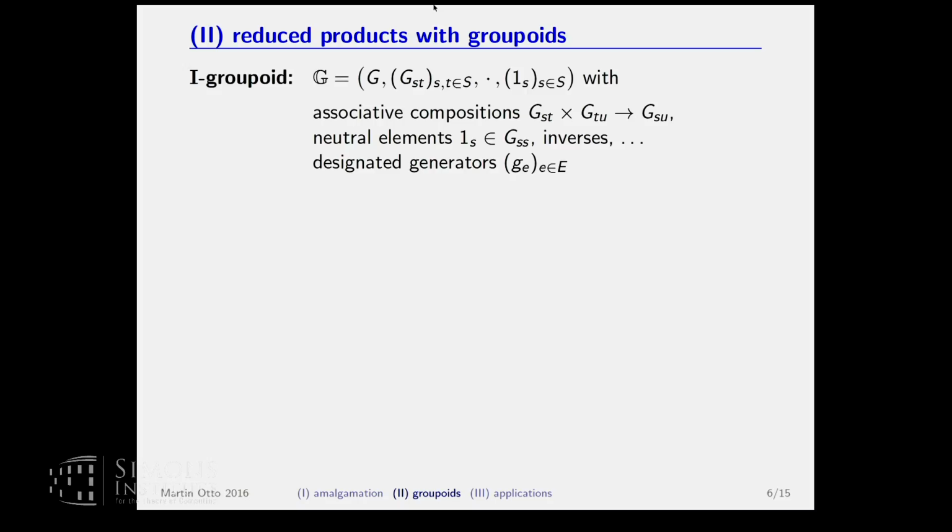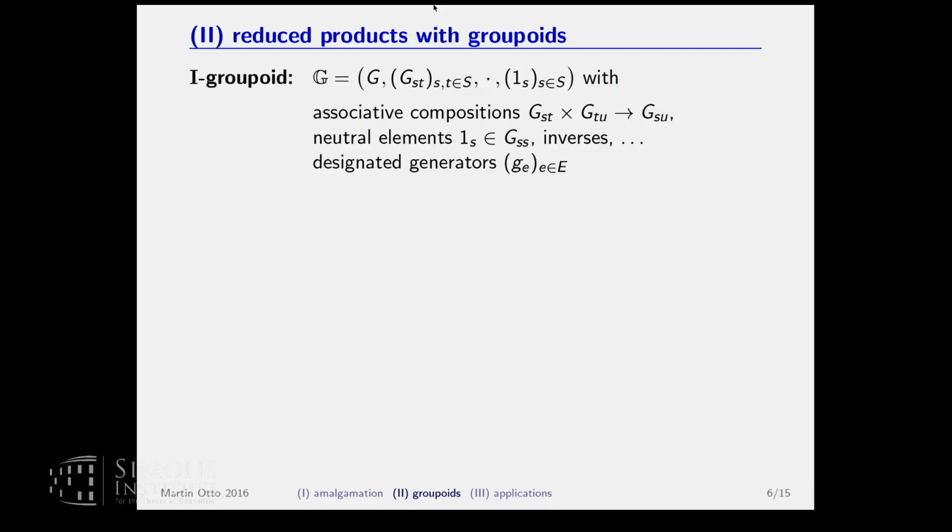So here I use a groupoid whose elements, G is the set of all groupoid elements, come in different sorts, namely groupoid elements that take you from sort S to sort T would be one such sort of groupoid element. And then you have an associative composition operation, which can only link things that match together in the sense that here are elements that take you to T, here are elements that take you from T, and then you can combine them to get an element that takes you overall from S to U in this case. You have neutral elements, inverses.